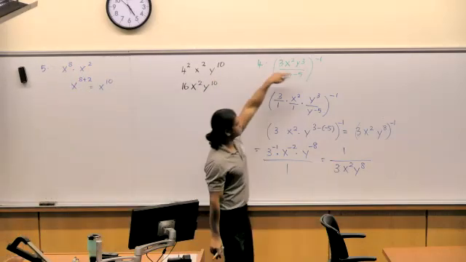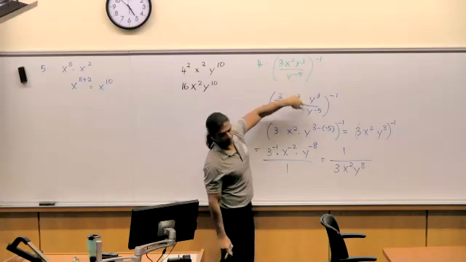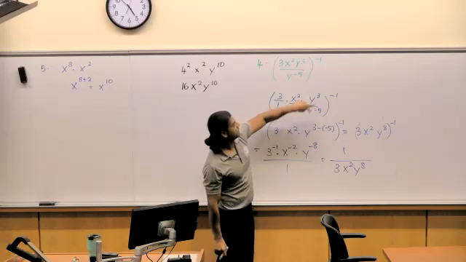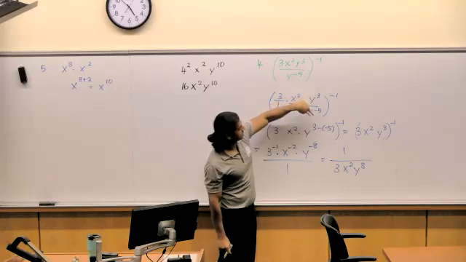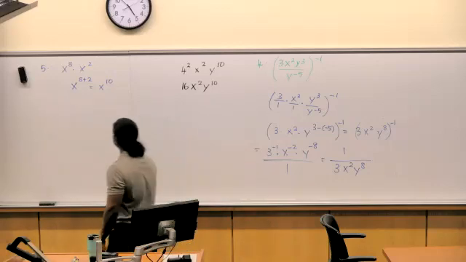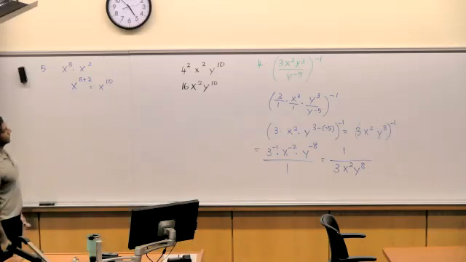Same logic over here. Identical bases, y. But it is in division, or they are in division. So numerator exponent minus the denominator exponent, which is minus 5. So we got y raised negative 8.